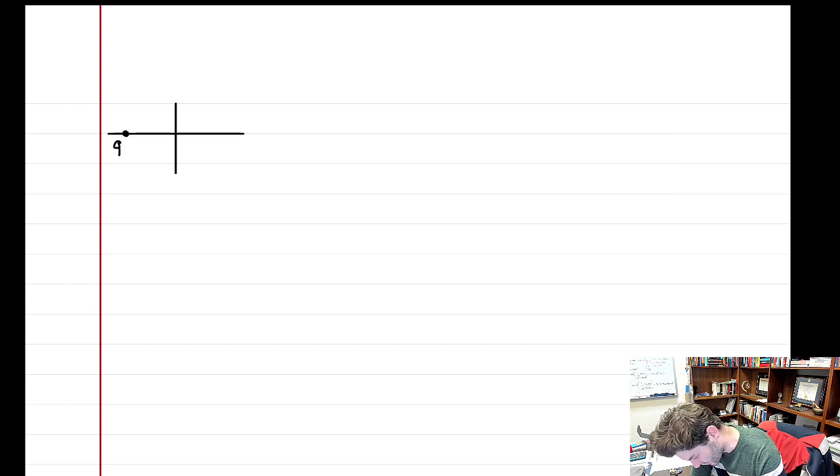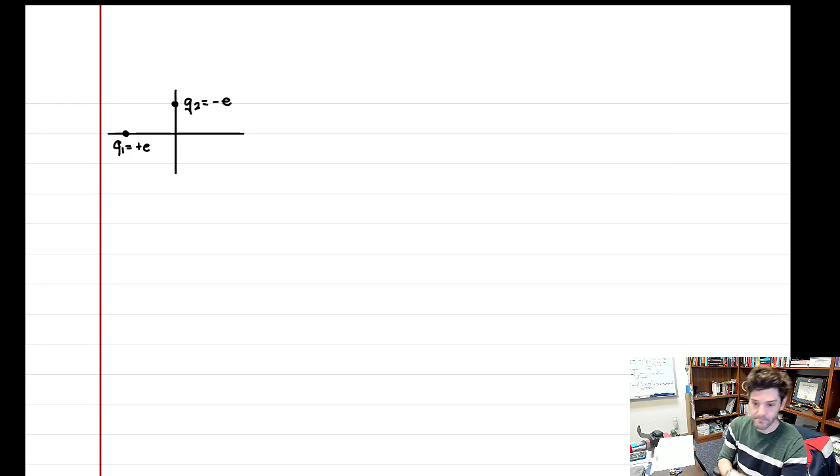So let's do one very simple example, just so that we have enough to work from when we do problems in class. Let me throw down some axes. Suppose there's a charge on the x-axis, let's call it Q1, and it has a charge of plus E. And then there's another charge up here, Q2, which has a charge of negative E. Let's say they're both a distance d away from the origin.